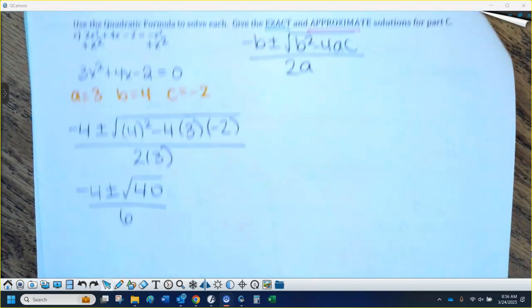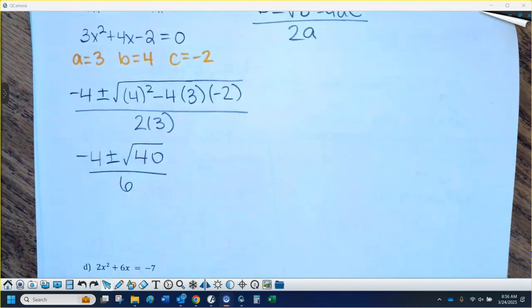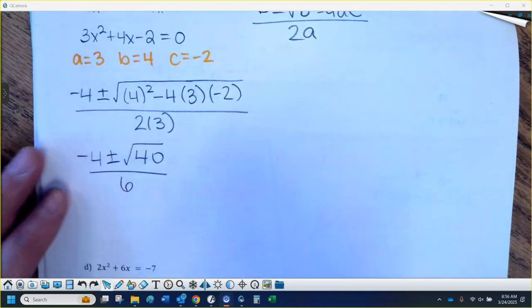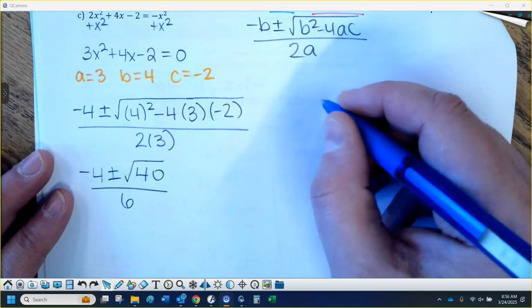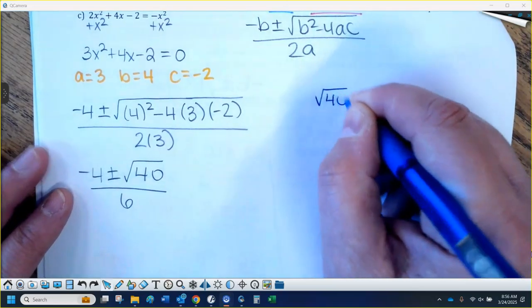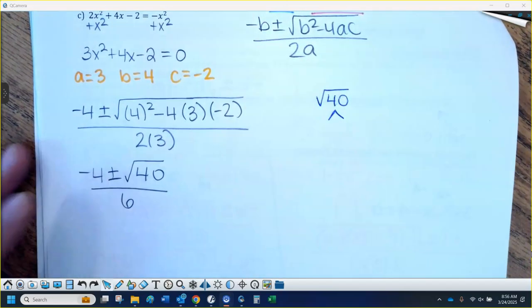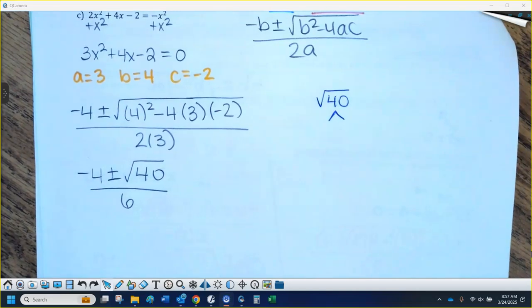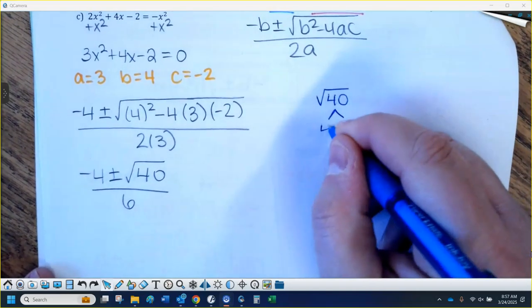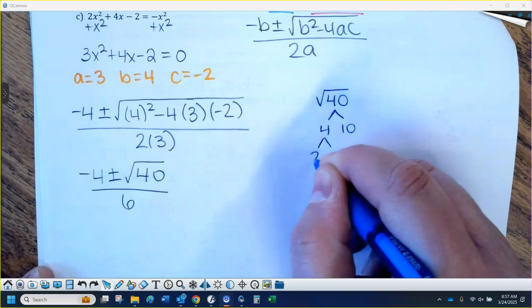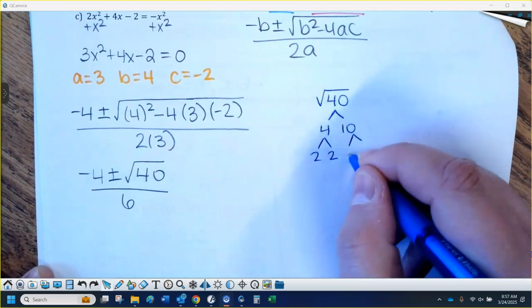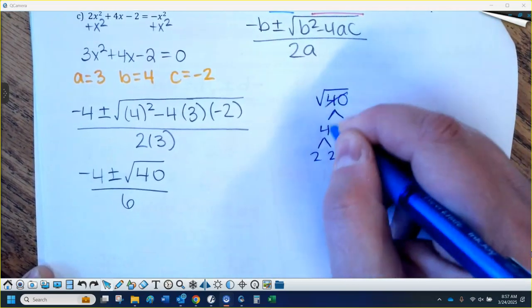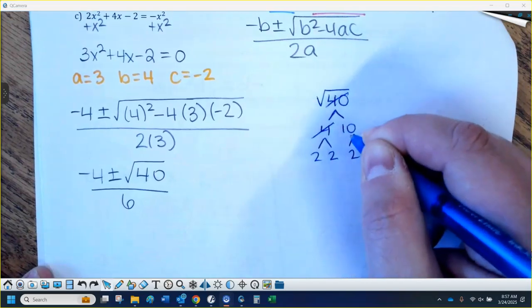Now the part that's a little bit tricky here, you have to, if you can, break down the square root of 40. So that's what we're going to do here. So to the side, I'm just going to use a little bit of space. Tell me 2 numbers that if you multiply them together, you get 40. 4 and 10, perfect. Okay, so 4, 2 times 2, 10, 2 times 5, right? Broke the 40, broke the 4, broke the 10.